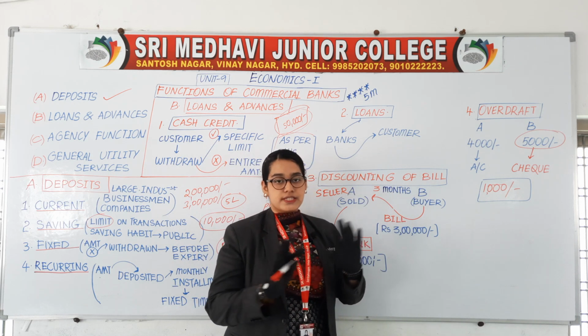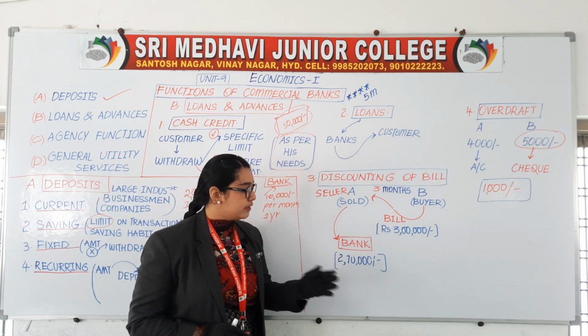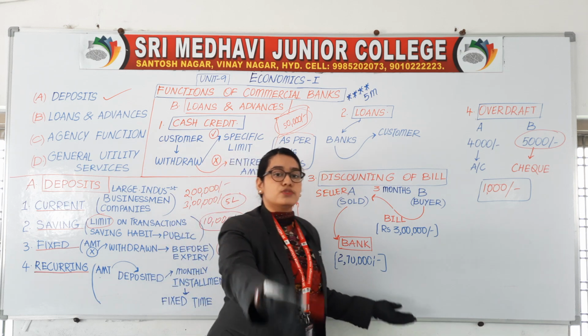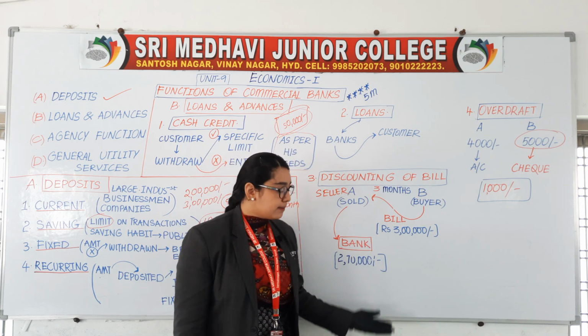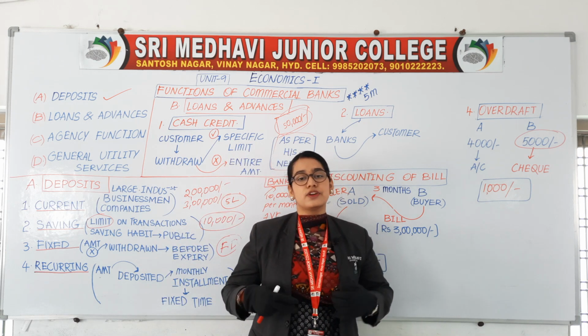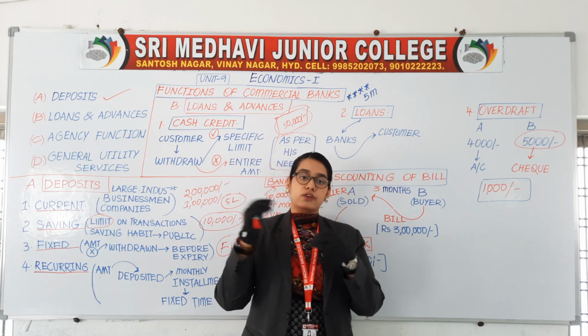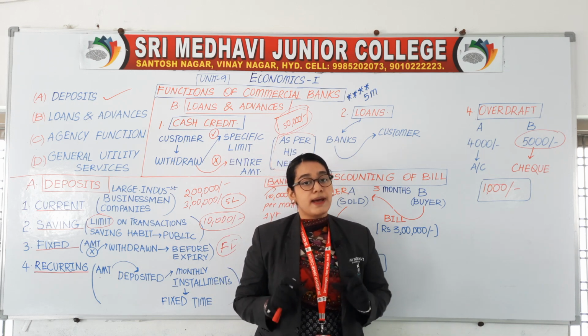If the confirmation is done, B said yes, I have given a bill, then what will this bank do? It will give the amount to person A, who has sold the goods. Do you think the bank will give all the 3 lakhs? No, because the bank is not getting any profit here. Bank got 3 lakhs and bank gave 3 lakhs. Is it possible? No.